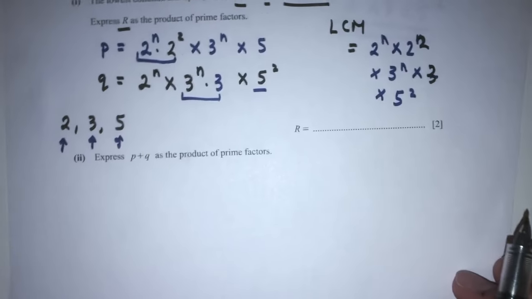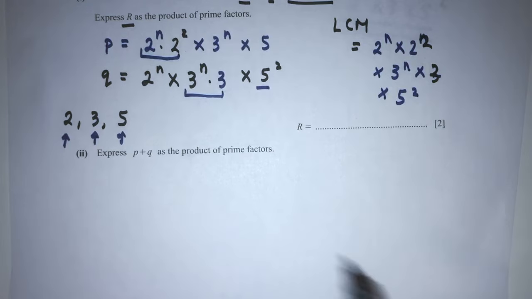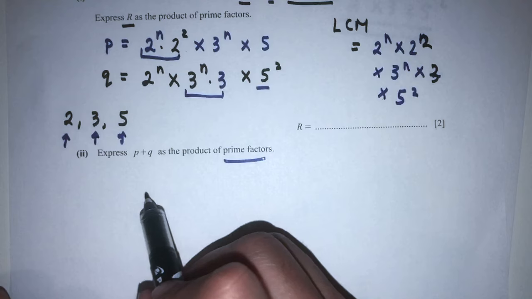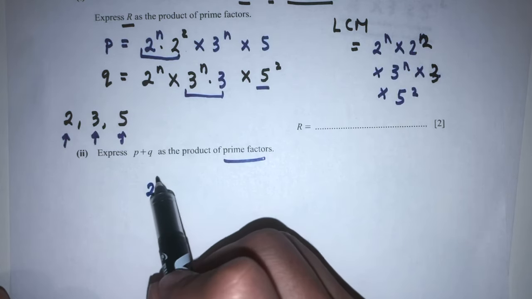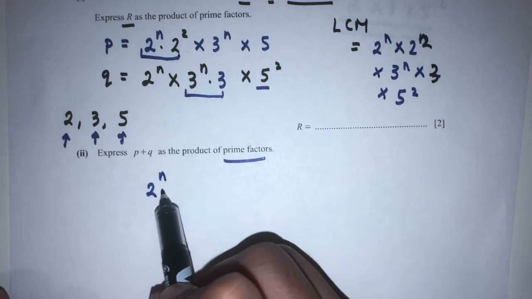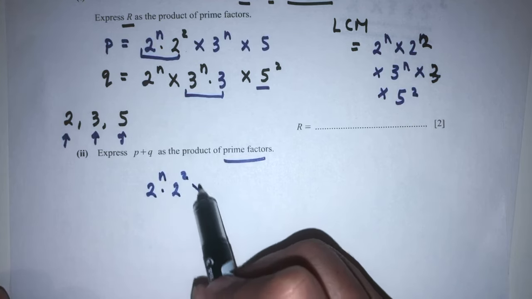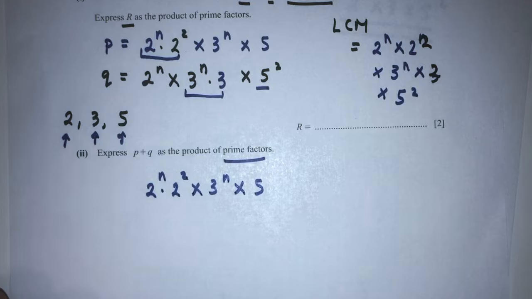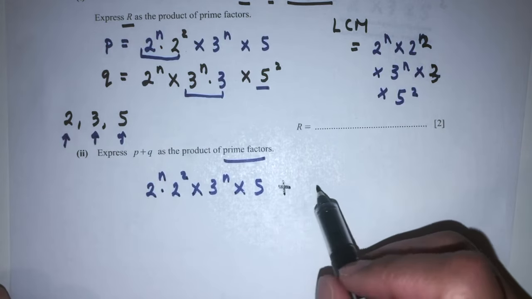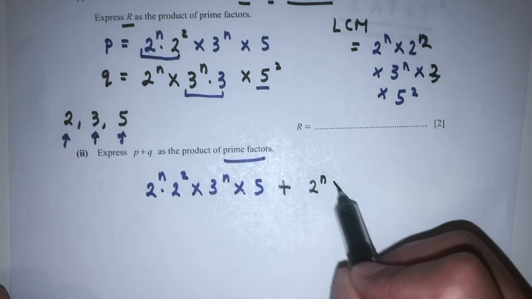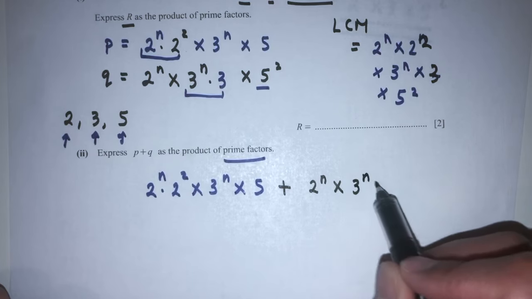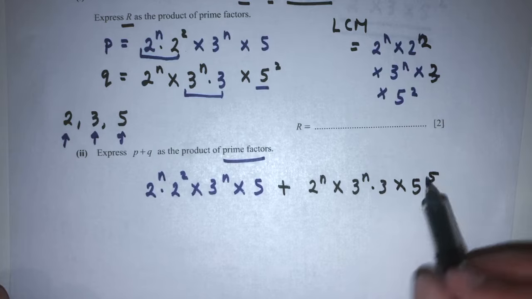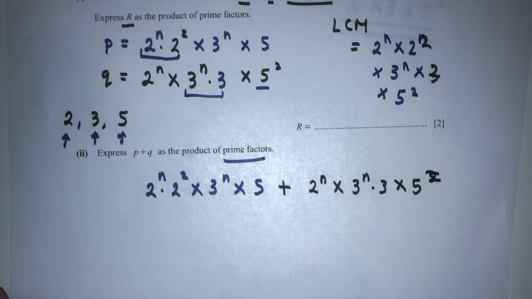We have to express P plus Q as a product of its prime factors. So P plus Q. P is given by 2 power n times 3 power n times 5, and we have a plus. Q is 2 power n times 3 times 5 power 2. So the first thing we have to do is factorize.